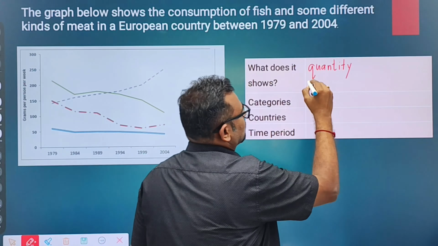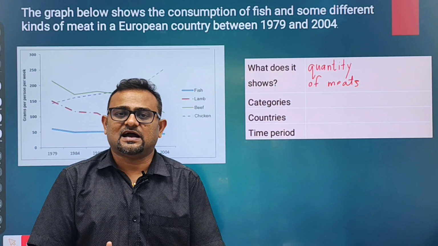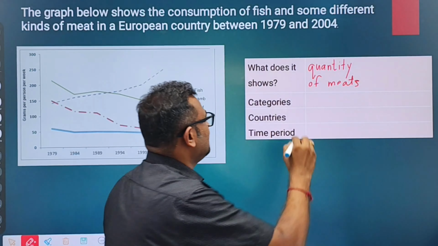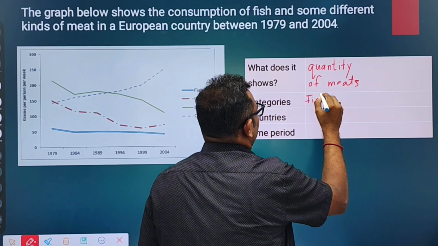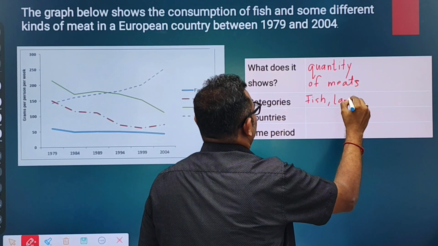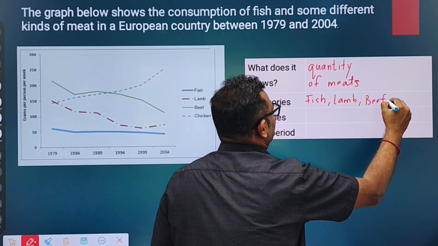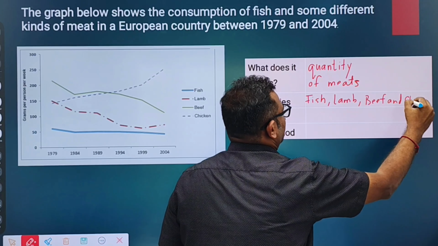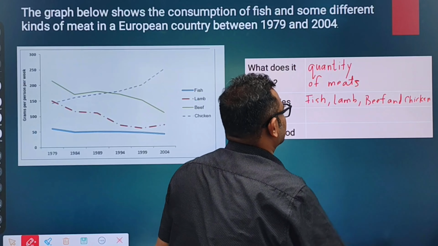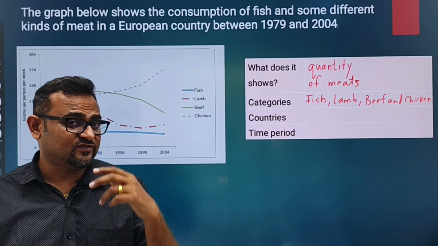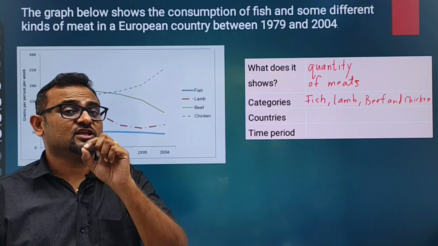So quantity of meats. I will say different kinds of meats. Categories. There are five different, sorry, four different categories of meat. So I'll write down fish, lamb, beef, and chicken. Okay, countries. There is not a specific country, but sorry, there is a European country.